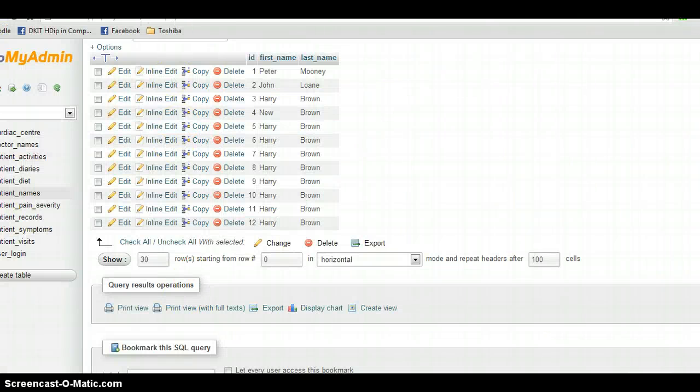The next one I'm going to look at is the database itself. So you see here now where we have a list of patient names. It's in there, and a list of patient IDs. Okay, now let's go down to the user login one.